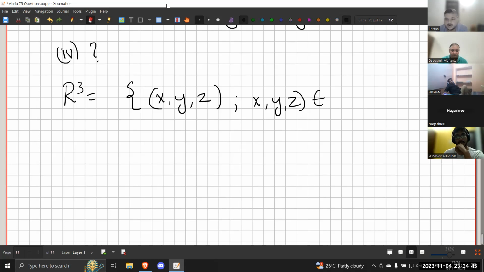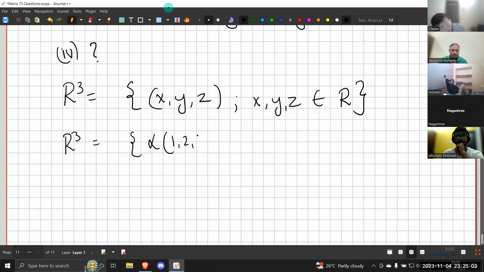Great. So if you want to define R3 like the way we have defined till this point, you can think of it as a linear combination of three vectors: (1, 0, 0), (0, 1, 0), and (0, 0, 1). Alpha times (1, 0, 0), beta times (0, 1, 0), and gamma times (0, 0, 1). And it need not be only these three vectors. You can take any three independent vectors.